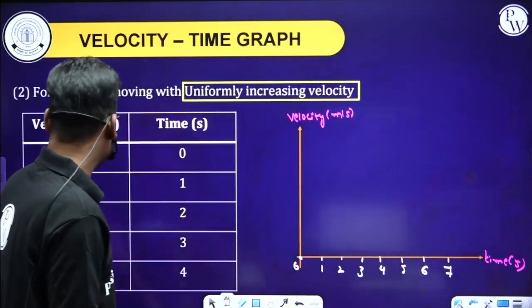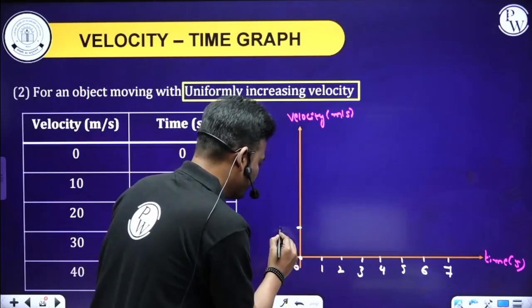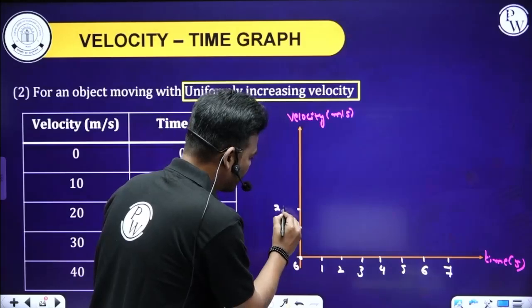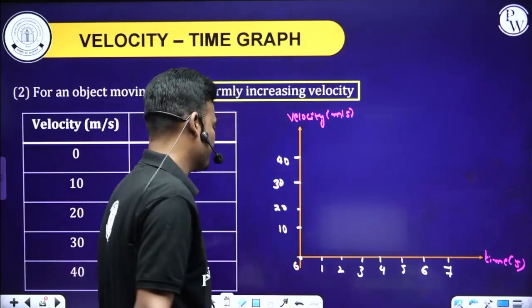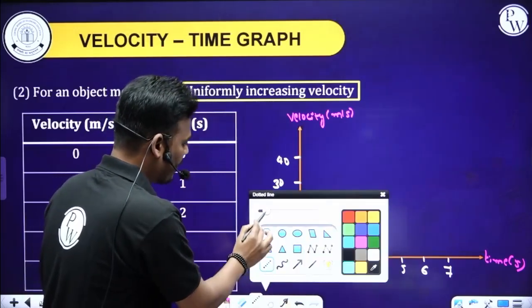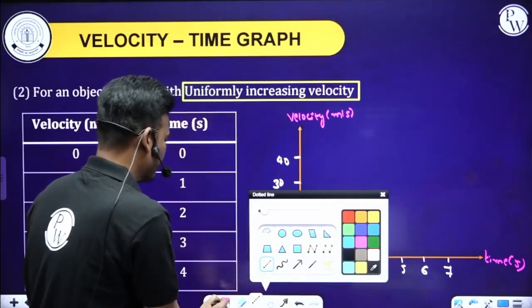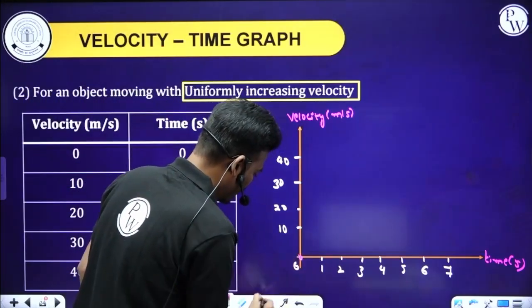And the velocity you can see goes up to 40 meters per second, so I'll consider this as 10 meters per second, this is 20 meters per second, this is 30 meters per second, and this is 40 meters per second. Now first, at 0 seconds, what is the velocity? At 0 seconds, 0 meters per second. Okay, the first point is clear.